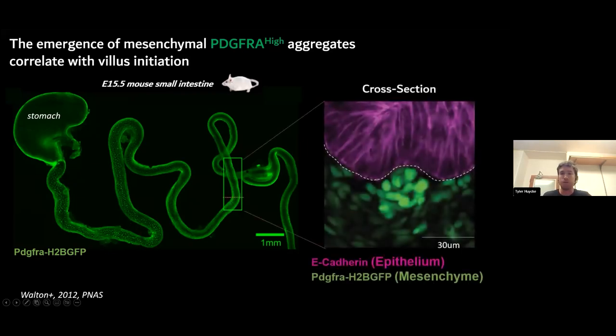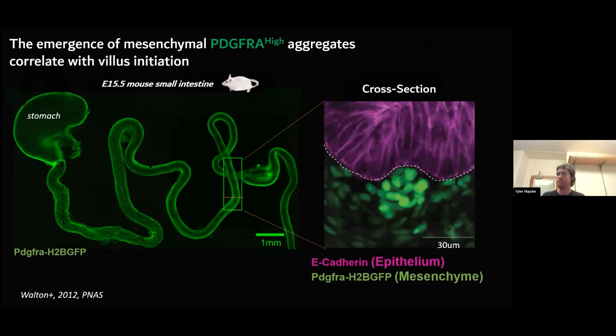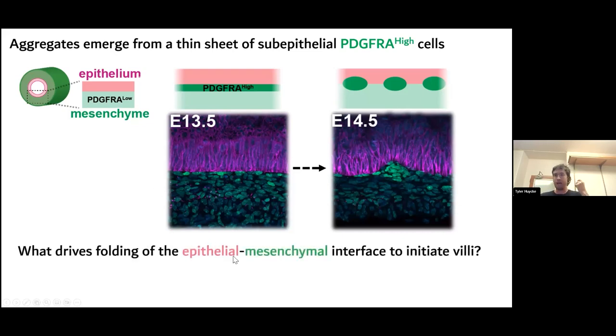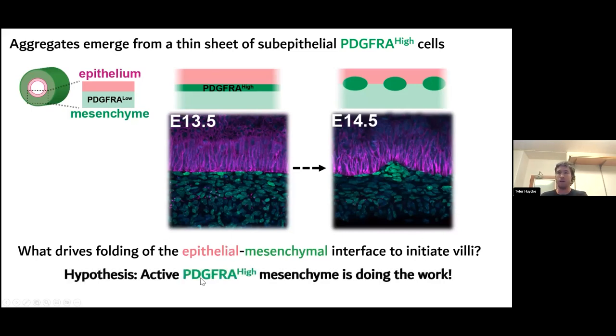If you zoom in to a cross-section of these spots, you can see that they're made up of mesenchymal aggregates of cells expressing high levels of PDGFRA, and these occur coincident with folding of the overlying epithelium. The emergence of this curvature occurs over a very tight window of development, really between E13 and E14.5, which are the stages we're interested in. And again, the question is how does this curvature really initiate? The main hypothesis I'll be showing today is that it's the active mesenchyme, specifically these PDGFRA cells, that are doing the work.